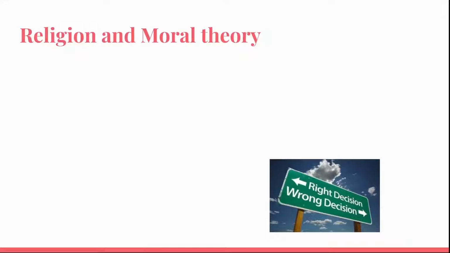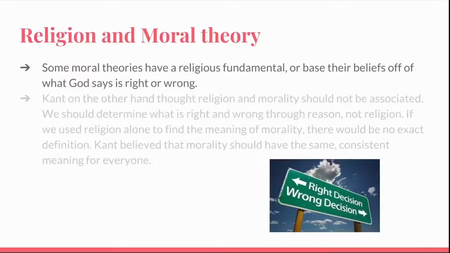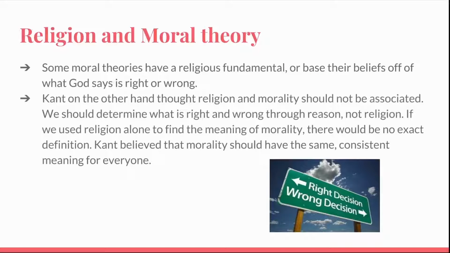Before I dive into the categorical imperative, I'm going to give some background on Kant's theory he discusses in his book Morality and Rationality. Many theories believe religion is fundamental to being moral. Kant, on the other hand, thought that religion and morality should not be associated, and we should determine what's right and wrong through reason and reason alone. He believed that if we used religion alone to define morality, there would be no exact definition. Basing morality off of reason gives it consistent meaning for everyone.